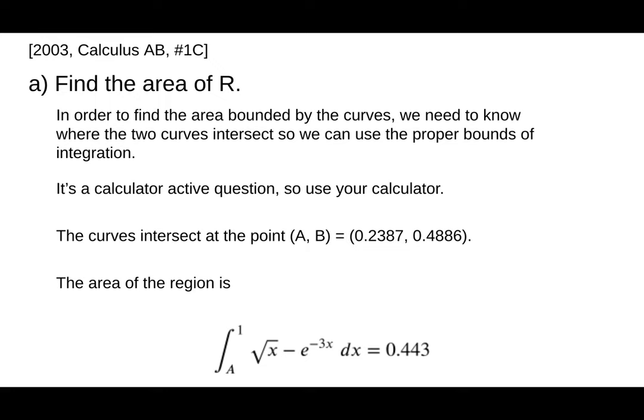This is a calculator active question. Use your calculator to do this calculus. There's no point in trying to do this by hand. Get the decimal, be done, get it over with. You don't get extra points for having shown all the work by hand if it's a calculator active question. Sorry, it's just not going to happen. So the integral, that area of R is 0.443.